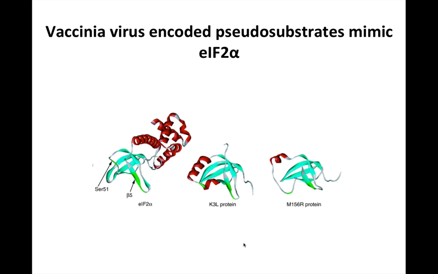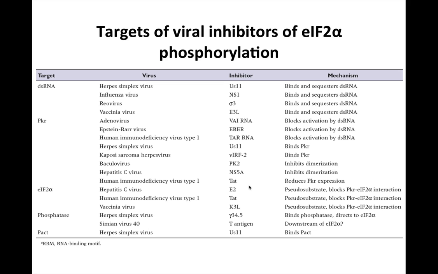So they're pseudo-substrates. And on this table, I've listed a number of different mechanisms that are active in many virus-infected cells to antagonize this PKR system, essentially. You see that a lot of different viruses are involved. A lot of viral proteins or RNAs are involved, and the targets are different. Some of them bind double-stranded RNA, some of them bind PKR, and some are pseudo-substrates. So again, this is a very important pathway. And many viruses have evolved mechanisms to get around it.